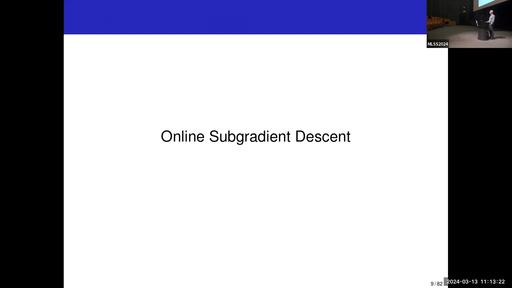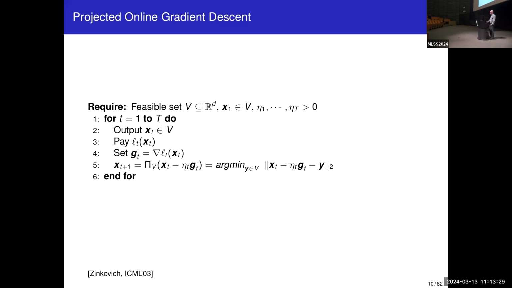And so let's start with the first one, and let's start with a simpler version of online mirror descent, that is online subgradient descent. Actually, let's start with something even simpler, that is projected online gradient descent. You might already know this one, because this is the algorithm that people use in machine learning 90% of the time. So what you have is a feasible set. You need an initial point in your feasible set, and you need a bunch of learning rates.